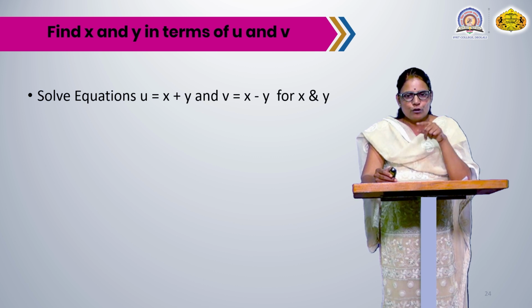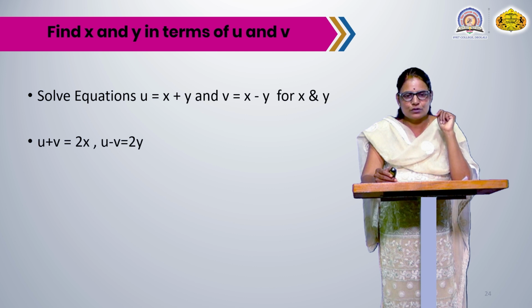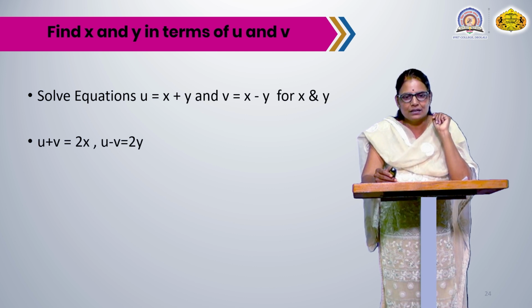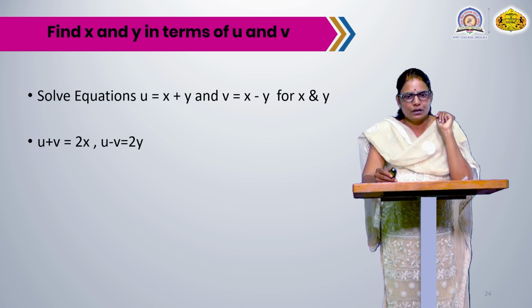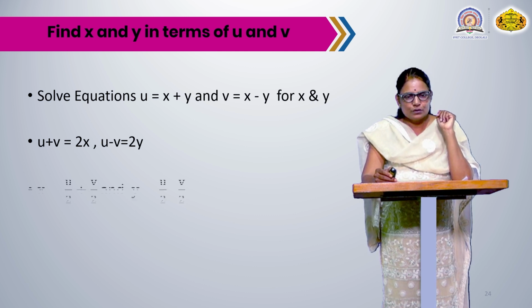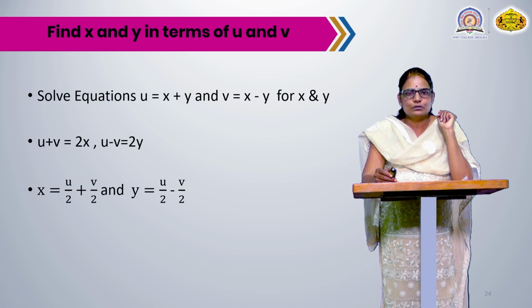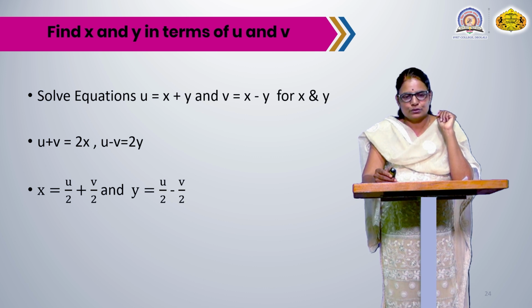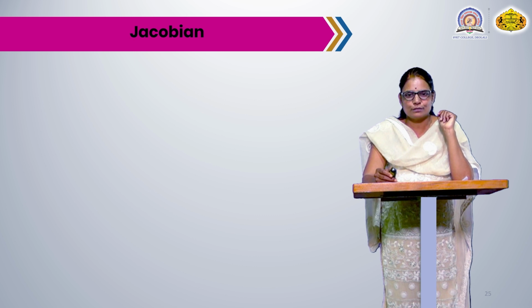Now if you observe them, if you add them, y gets cancelled. So adding these two equations, we get u plus v equals 2x, and subtracting these two equations, we get u minus v equals 2y. So the value of x is u upon 2 plus v upon 2, and the value of y is u upon 2 minus v by 2. Since we get these two values, we can easily find the Jacobian of the given transformation.